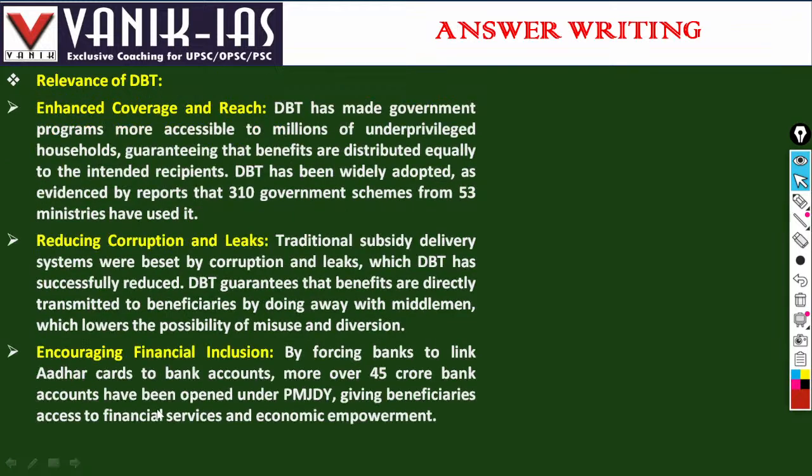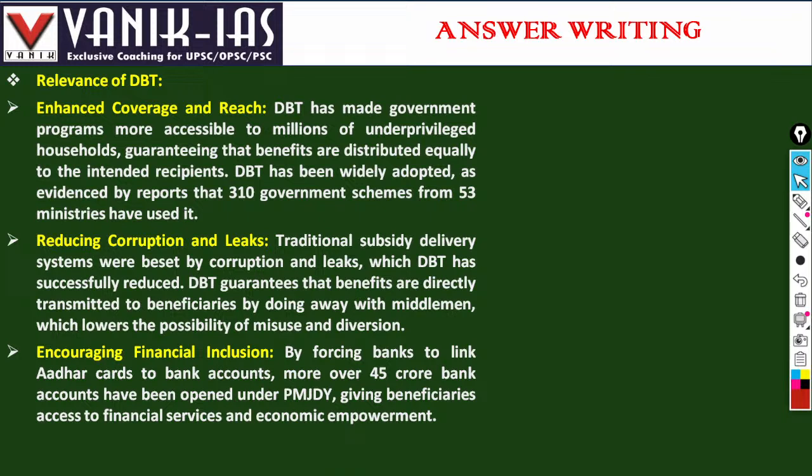Relevance of DBT: in India, government gives so many benefits to the people, stipend, subsidy, pension, etc. Earlier they were being given in cash, but right now government has decided to give it in kind, that is through the account of the person opened in the bank. That is called direct benefit transfer. The amount is directly transferred to the account of the beneficiary.